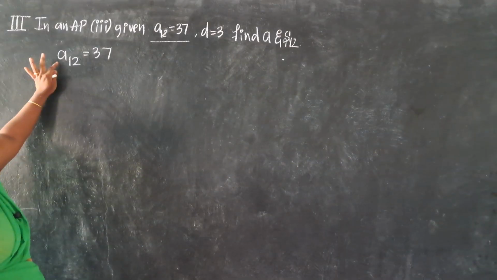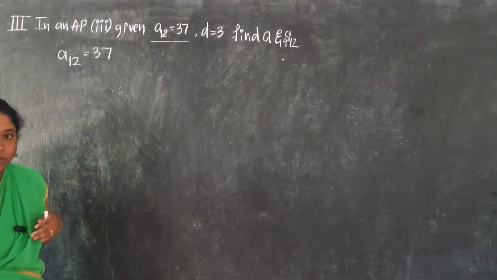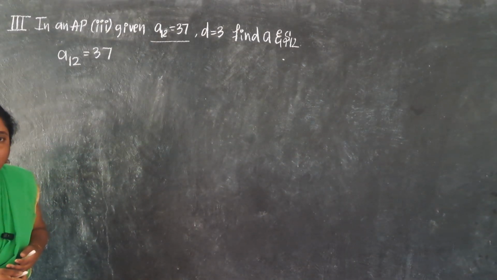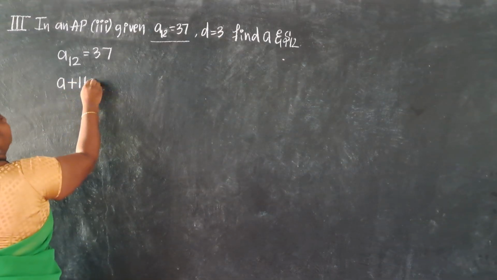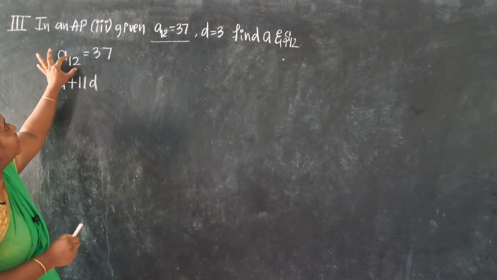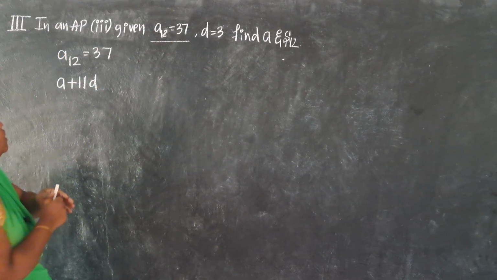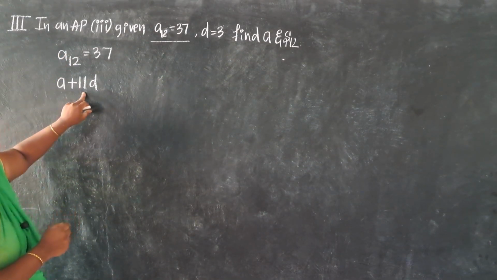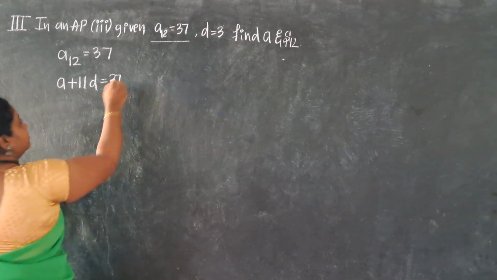Now, A12 can be written as, as I told you in the last question, A plus 11D. Why 11D? It is one less than the nth term, that is, n minus 1 D. So if it is 12, I should take 11. A plus 11D is equal to 37.